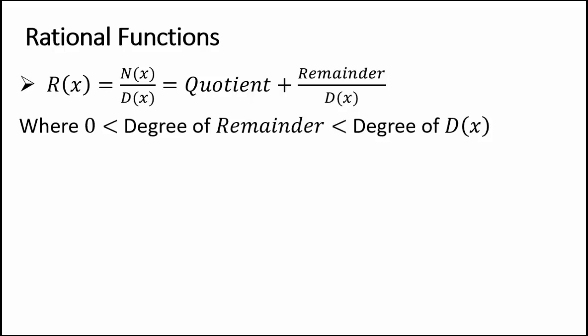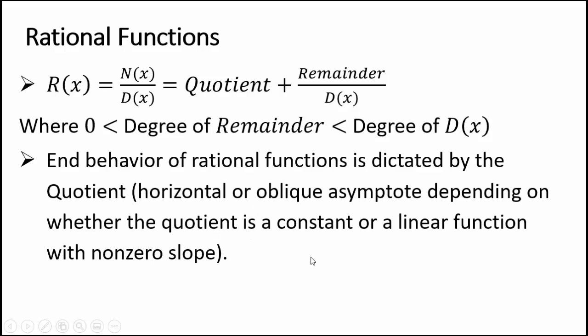So this is going to be very important when you're creating examples to fit the graphs that you just made up. End behavior of rational functions is dictated by the quotient. If your quotient function is a constant term, you have a horizontal asymptote. If it's a linear function with non-zero slope, you have an oblique asymptote. If you have a higher order polynomial for quotient, you have asymptotic behavior, where the original function gets closer and closer to the quotient function. Wherever the denominator is undefined, you have possible vertical asymptotes. You have to do further investigation closer to those x values that make the denominator zero to see what the behavior of the function is. So let's go investigate and do some examples.